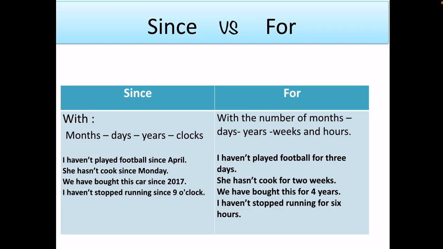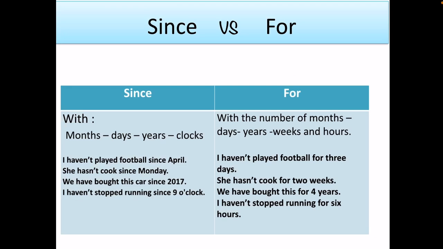Let's talk about since and for. Now, since and for, it's very important to learn how to use them. We use since with months, days, years, and clocks. For example, I haven't played football since April.